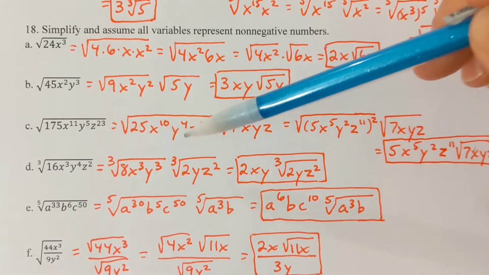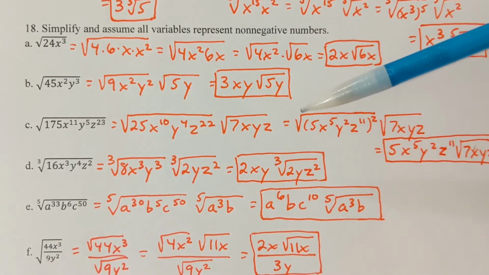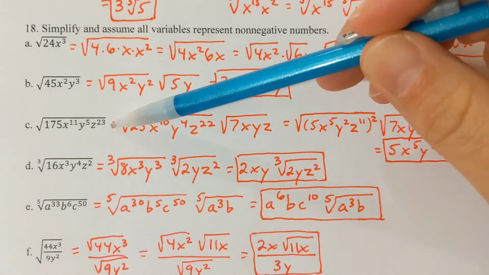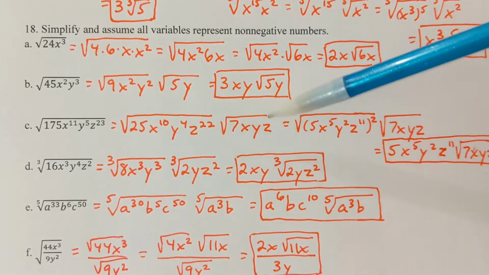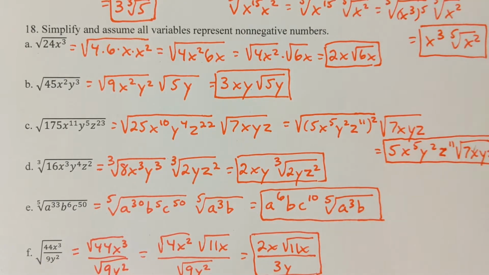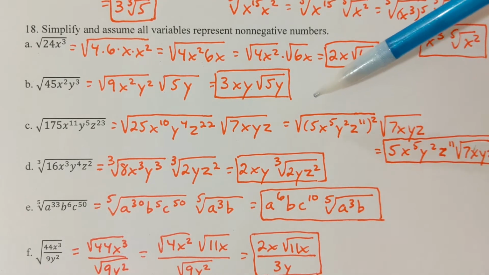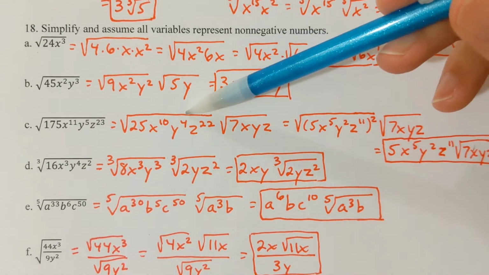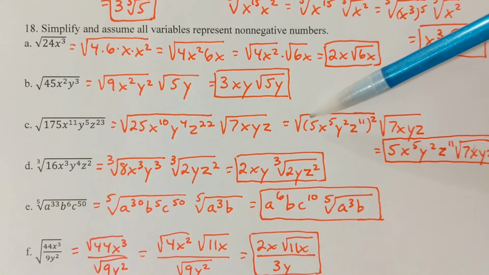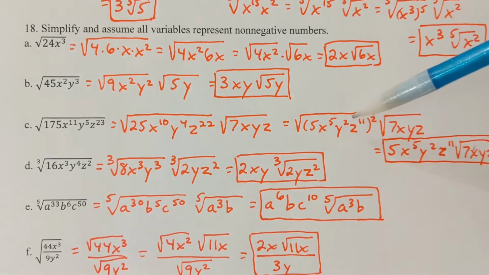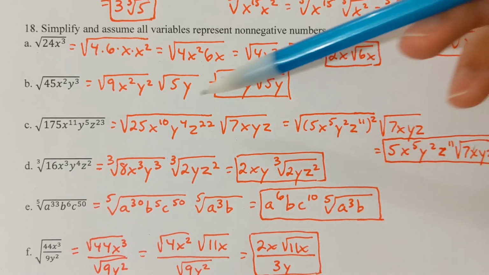Y to the 5th, that's the same as y to the 4th times y. And z to the 23rd, that's the same as z to the 22nd times z. Now, like I said, I'm going to be rewriting this first radical into a form that is the square root of a squared expression, because then the radical and the power of 2 can go away.